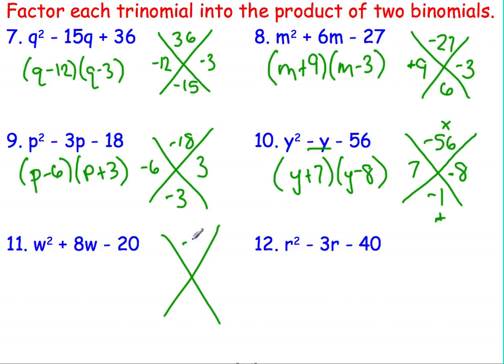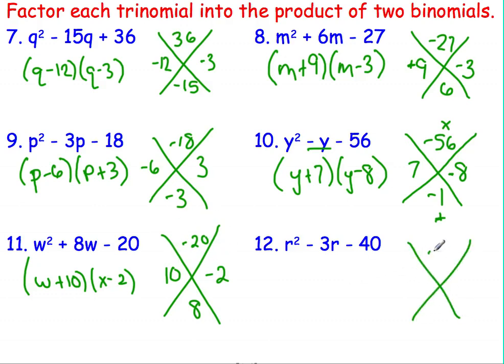Let's try this one. We have negative 20. We have positive 8 down here. Probably thinking going to be a positive 10 and negative 2. The idea with this is there's not many factors of these, so it's really not that hard just to kind of go through them in your head.